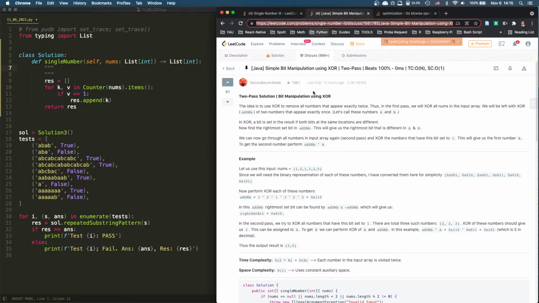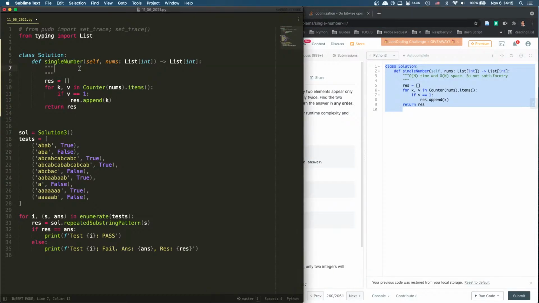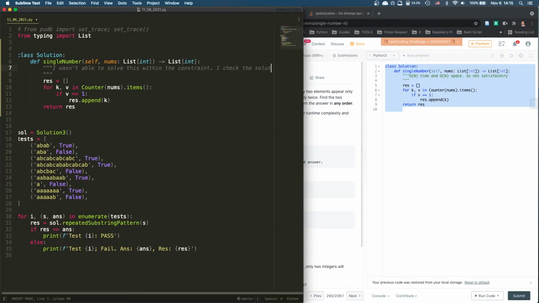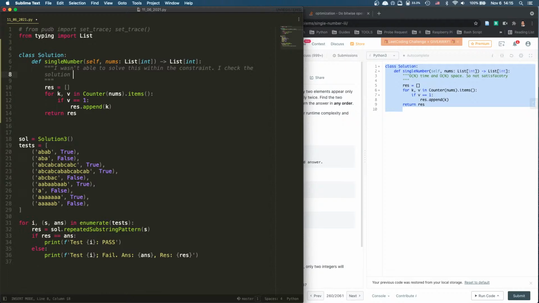Okay, so I wasn't able to solve this within the constraint, right? I check the solution. Right, check the solution here.